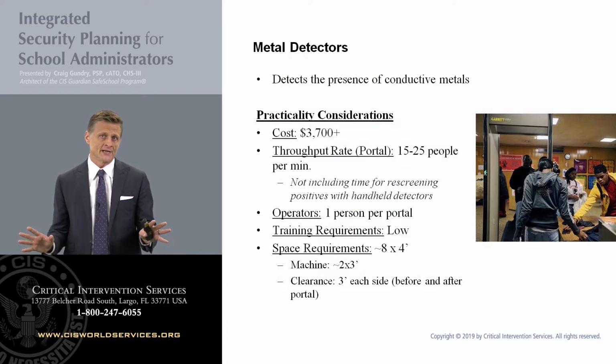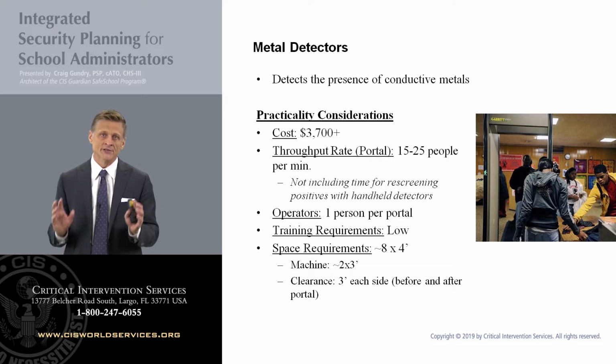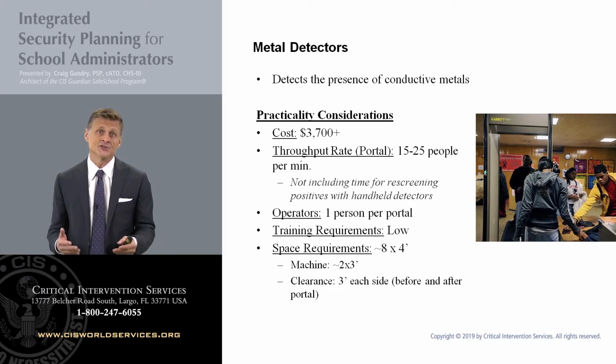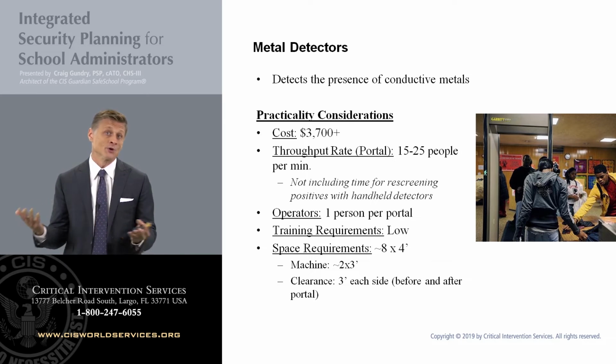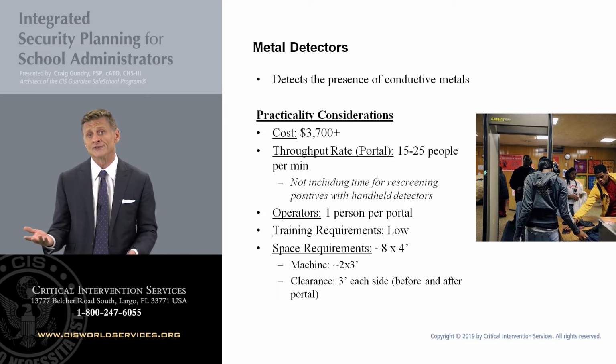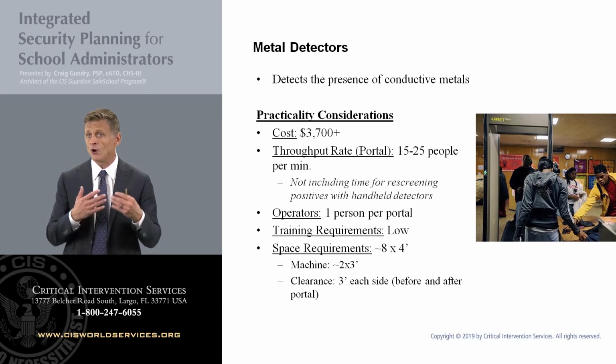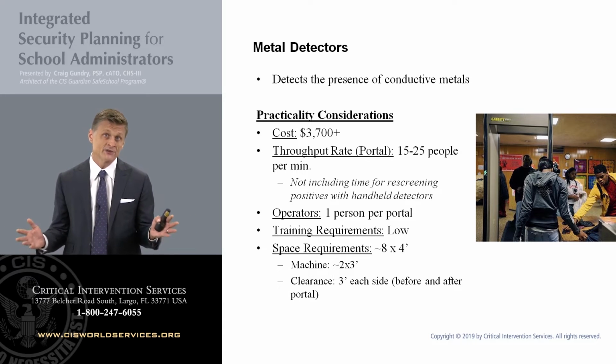Starting first with metal detectors. Metal detectors fundamentally detect the presence of conductive materials. So that includes the metal, I should say, that is used in knives, guns, and if we were concerned about bombs, IED components. However, that also includes any conductive metal, including belt buckles, pens, and other similar types of objects. Thus, if we're going to be screening people with the use of metal detectors, all conductive metallic objects have to be removed from their body.